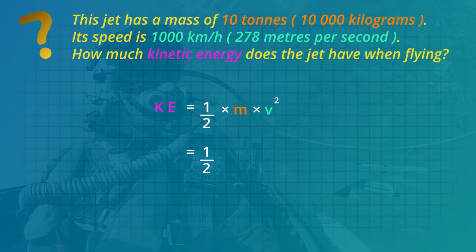1/2 is 0.5. In this rule, we write the mass in kilograms. So 10 tons is 10,000 kilograms. We also write the speed or velocity in meters per second. So 1,000 kilometers per hour is about 278 meters per second. And then we square that number. The kinetic energy of this jet is an enormous 386,420,000 joules.